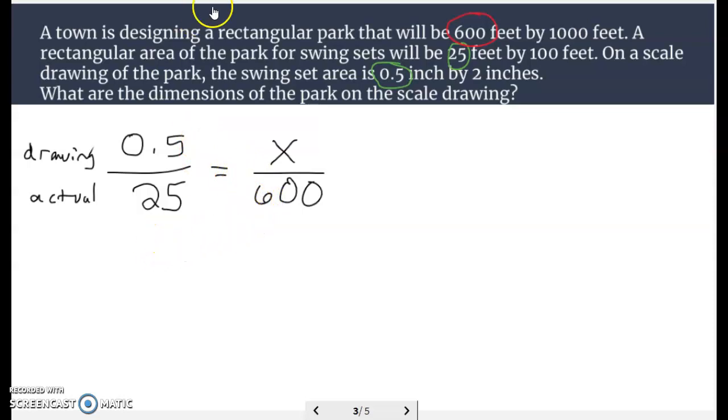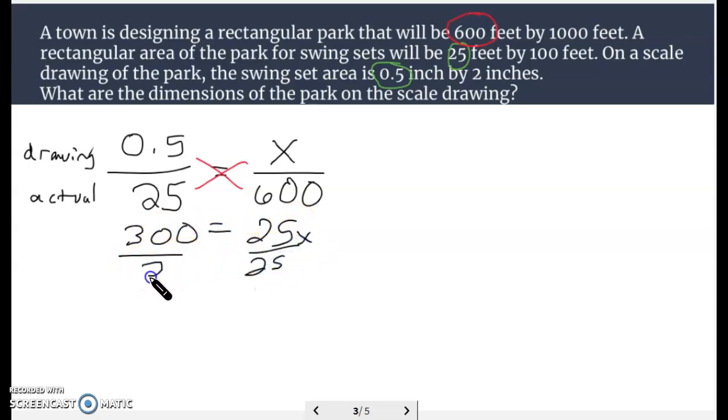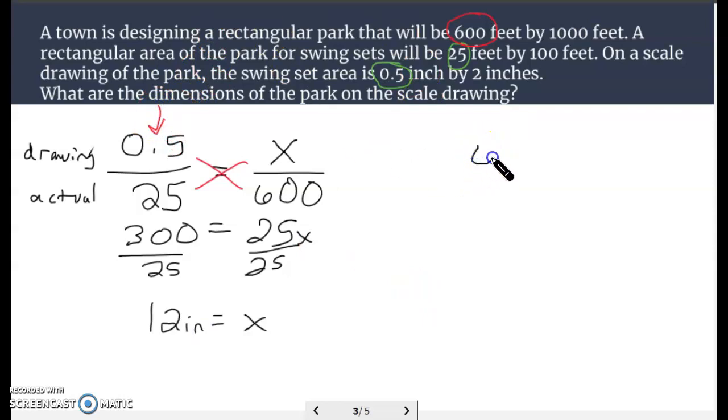We're going to do crisscross multiply once again here. 0.5 times 600 is 300. 25 times x is 25x. We're going to divide both sides by 25. 300 divided by 25 is 12. So one dimension is 12 inches. Still got to find the other dimension. We're still going to use this ratio right here. That's going to drive our other dimension.